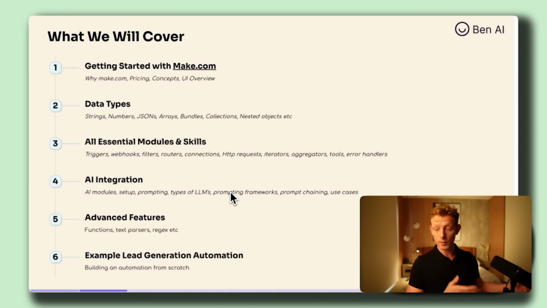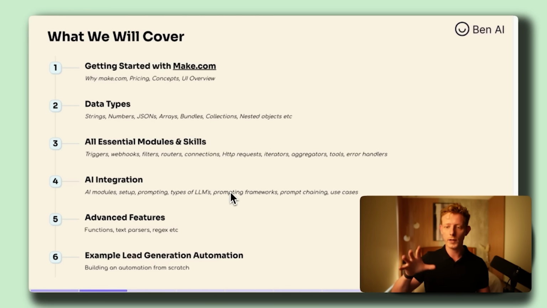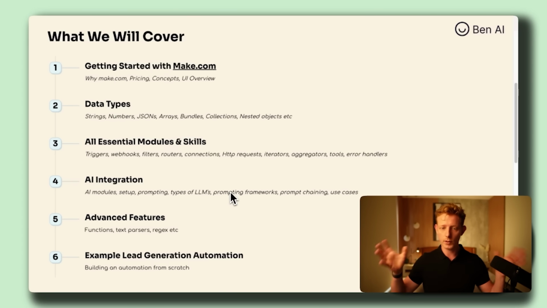As I said, we're going to cover everything from beginner to advanced. And basically, you're going to learn everything you need to know to build any automation on Make.com. Now, if you have a little bit of experience with Make.com, you already know some things. You can also use the chapters below to go to the section that's most interesting to you. So what are we going to cover? First, I'm going to give you a quick overview of Make.com, why use it, the key concepts, and a little bit of an overview of the UI.